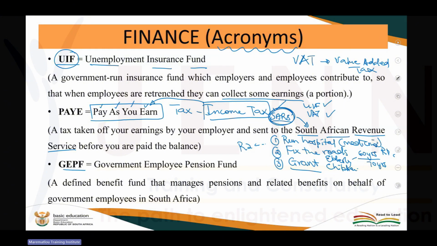Now we have what you call the GEPF, Government Employee Pension Fund. All people who are working for the government, like your teacher, like the police, the nurses, all of them, they contribute their money to this institution that is called GEPF. Why? They are taking care of my money so that when I retire, like myself, I'm not far from 60.